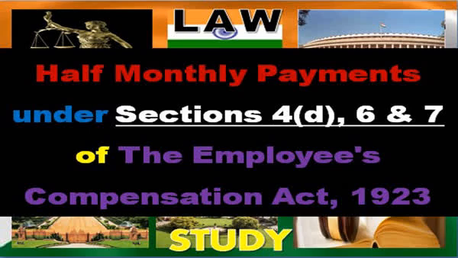Subsection 3. On the ceasing of the disablement before the date on which any half monthly payment falls due, there shall be payable in respect of that half month a sum proportionate to the duration of the disablement in that half month.